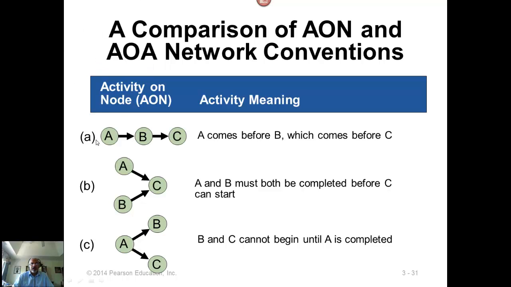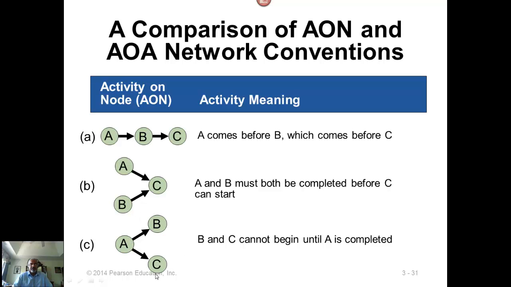So here are some examples of how to set up an activity on node network. You have a relationship between A, B, and C, which says that A must be completed, only then B can begin, and B must be completed, only then C can begin. And that's what this section of an AON representation means. If you have a representation like this, that would mean both activities A and B must be completed before C can begin. If A is completed, B is not completed, then C has to wait until B also gets completed.